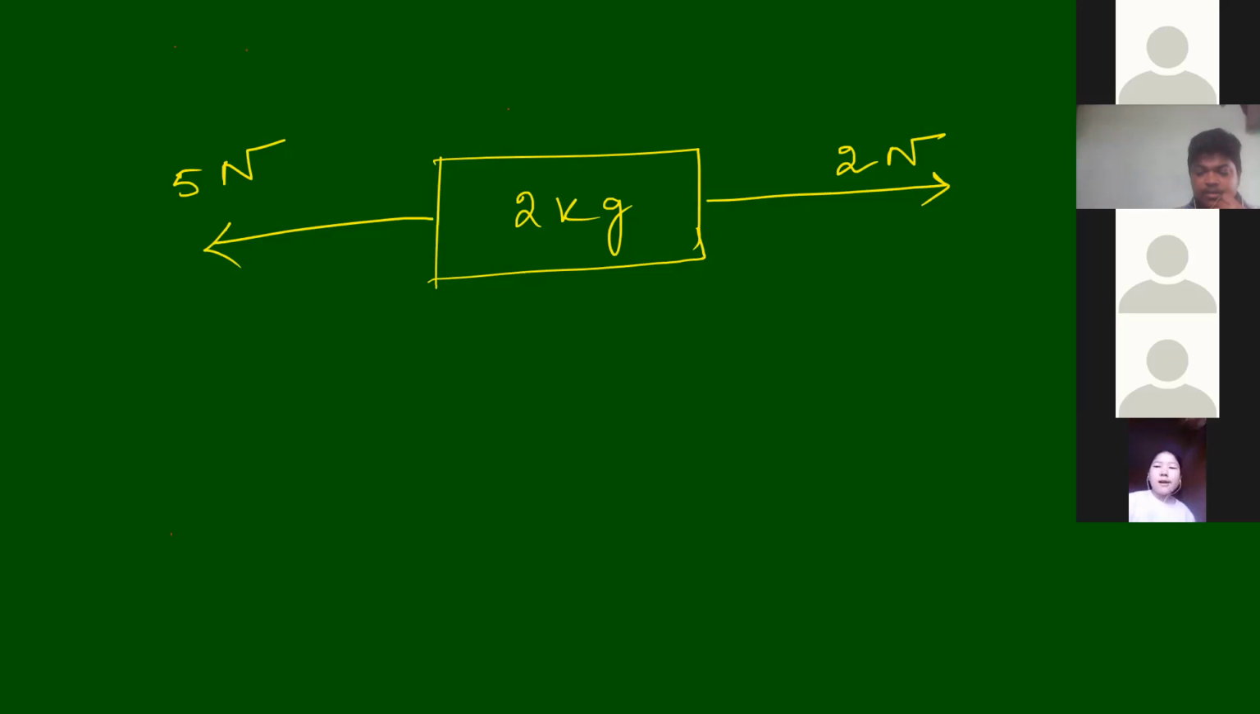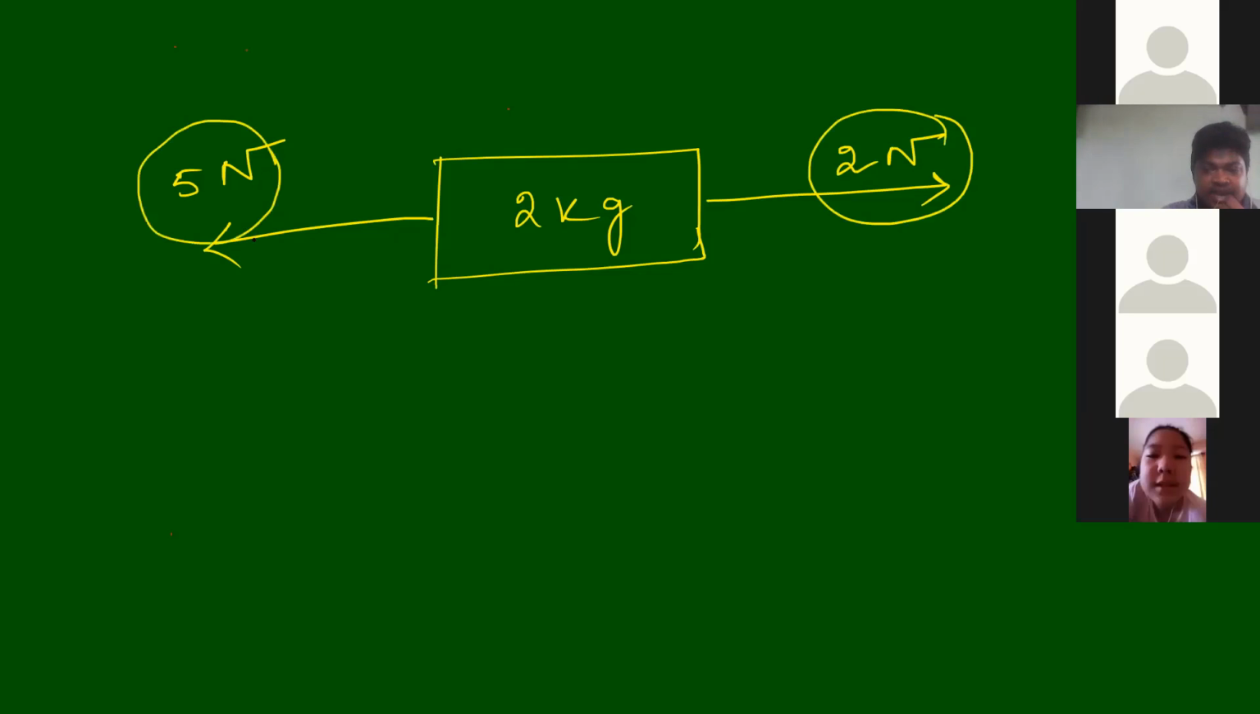The object is 2 kg. Can you find out the net force applied to this object? Now, how to find out the net force applied? The forces are applied on this object in opposite directions. In the right direction, the force applied is 2 Newton. In the left direction, the force applied is 5 Newton. Which force is greater? 5 Newton is greater.